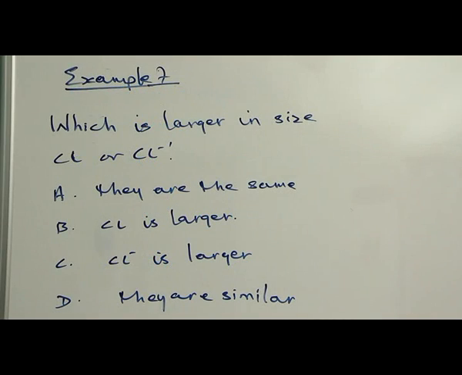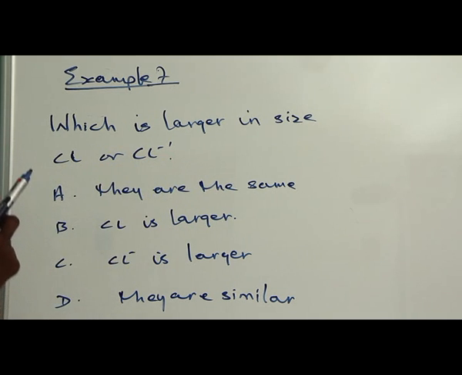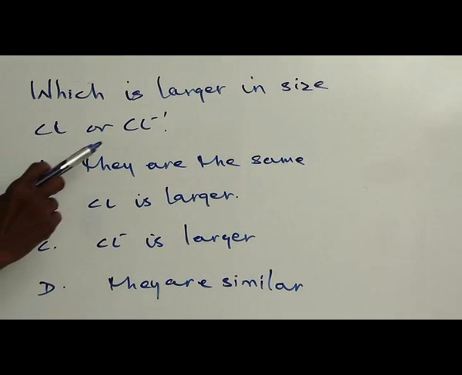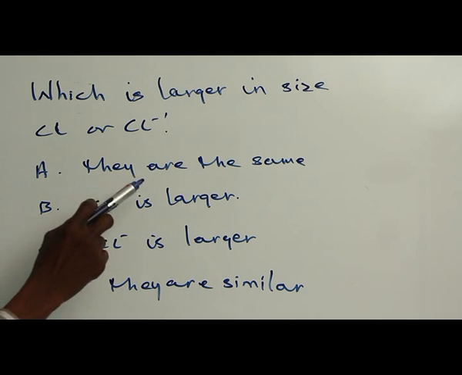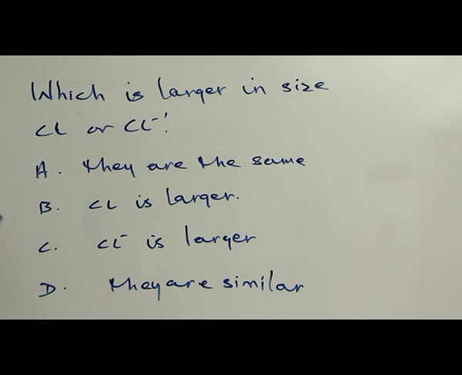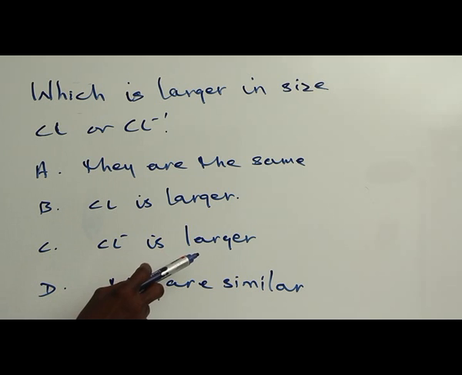On to example 7. Which is larger in size, chlorine atom or the chloride ion? Options. A, they are the same. B, chlorine is larger. C, chloride is larger. D, they are similar.